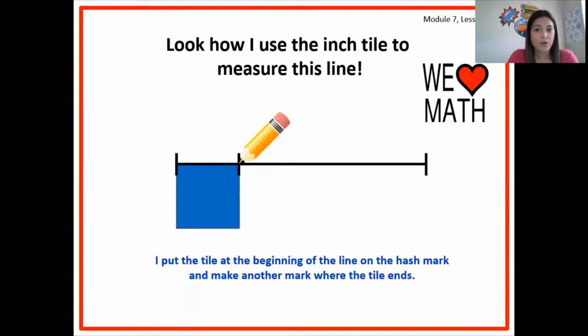Now, I'm going to do the mark and move forward strategy. So I already marked with my pencil where it ends. So now I'm going to grab my inch tile and I'm gonna move it over. Remember, mark and move forward. That's the next thing I'm going to do.